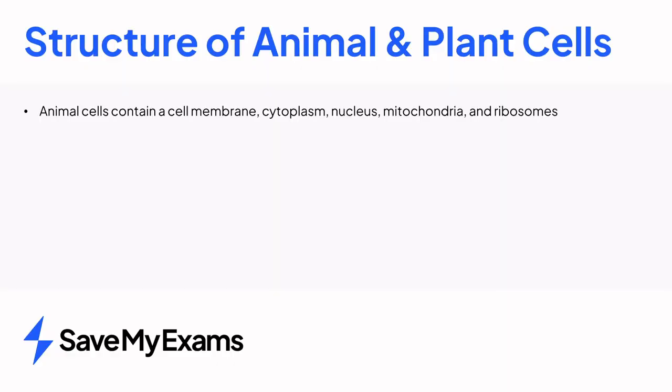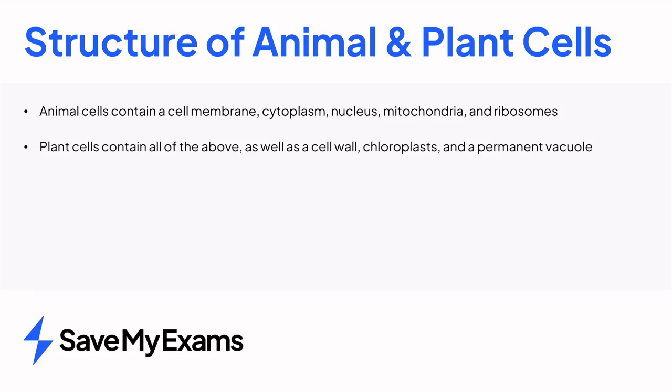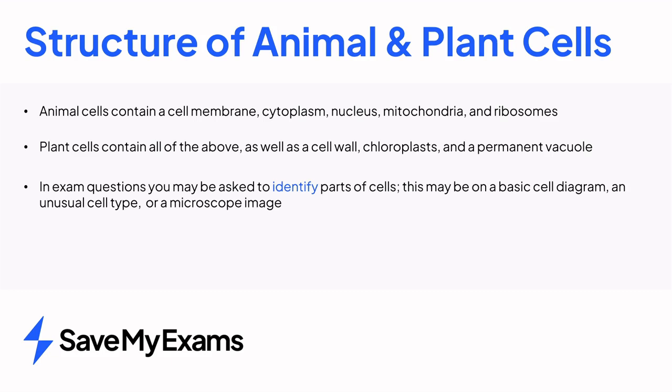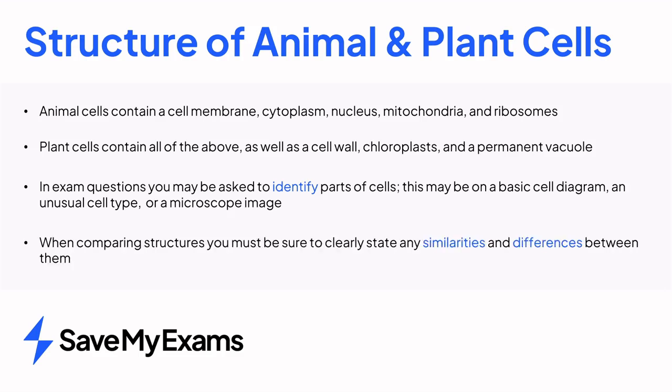In summary, you need to know about 5 structures in animal cells: the cell membrane, cytoplasm, nucleus, mitochondria, and ribosomes. Plant cells also contain these structures and contain 3 additional structures: a cell wall, chloroplasts, and a permanent vacuole. Exam questions may ask you to identify cell structures on basic diagrams or in unknown cell types or microscope images. Don't forget to give both similarities and differences between structures when answering compare questions.